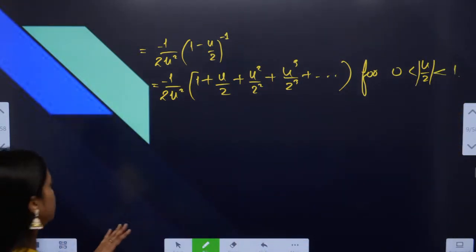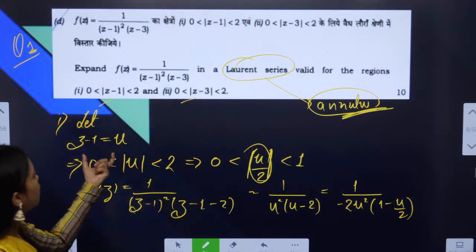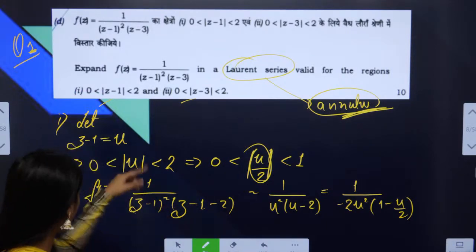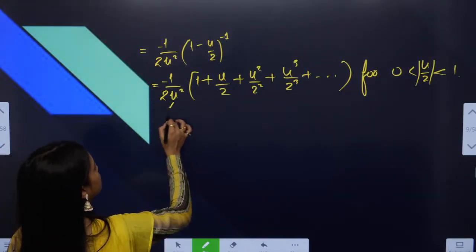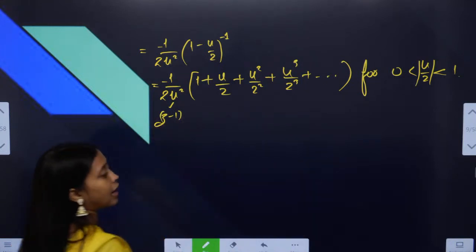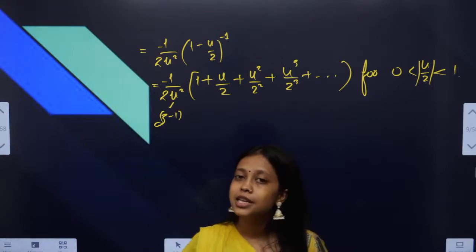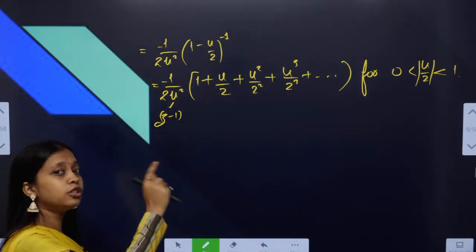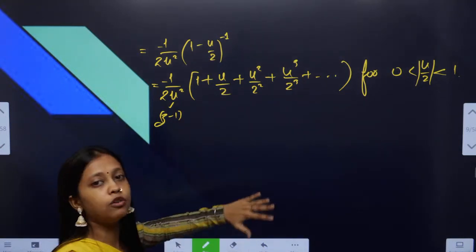Now, just substitute the value of u back as z minus 1, open the brackets and you find the expression in terms of z minus 1. Open up the bracket and you will get a series, that is your Laurent series. This was the easiest question from the Laurent series section. This was the first kind of question that we have discussed in the Laurent series.